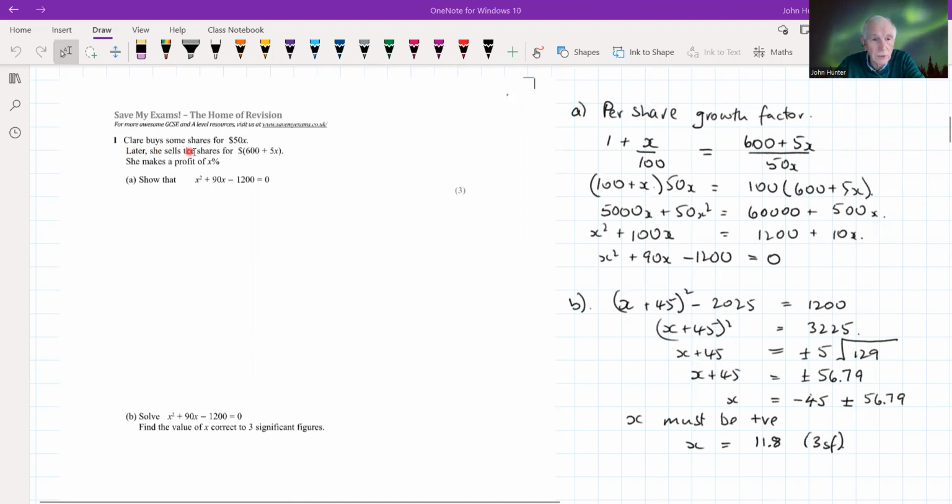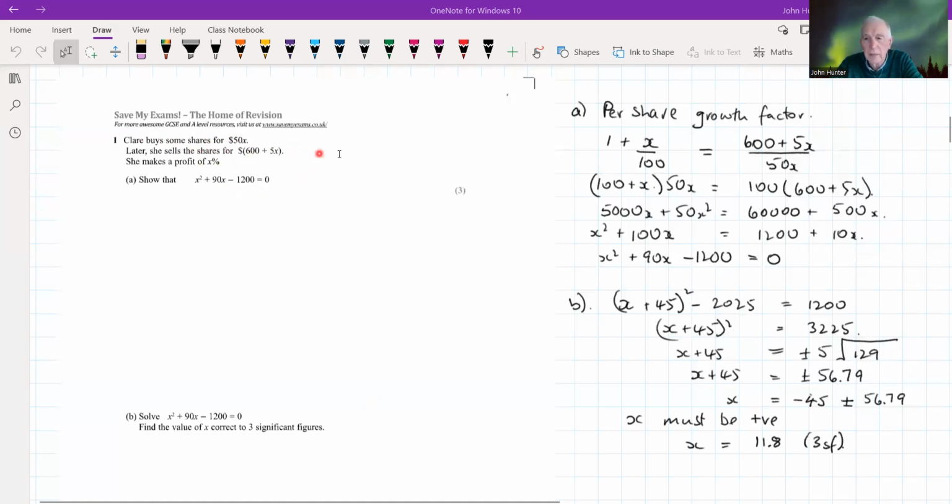Question 1, a player buys some shares for $50x and sells them for 600 plus 5x. She makes a profit of x%. Show that x squared plus 90x minus 1200 equals 0. Okay, so in this occasion, obviously we're forming an equation in x. That kind of implies that we've got the same information expressed in two different ways in the question here, and that certainly is the case here.